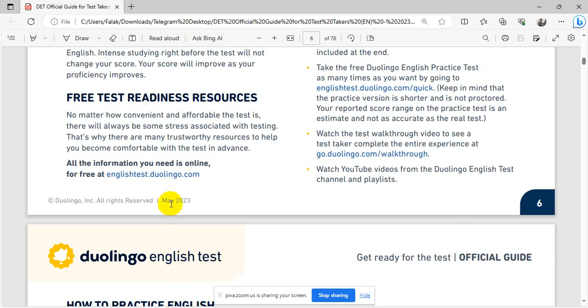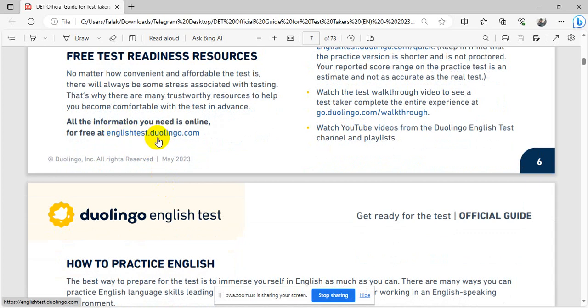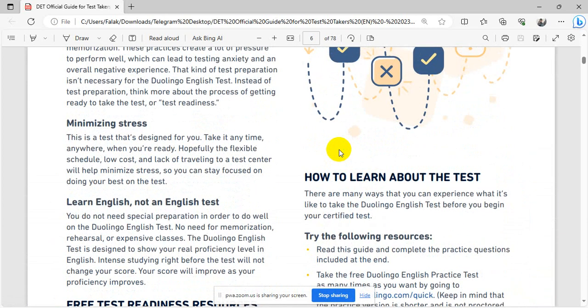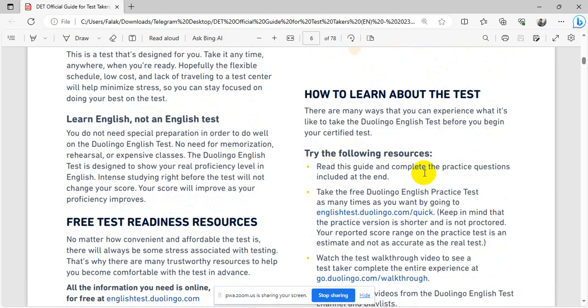We were talking about the free test readiness resources that exist on different websites, and you can use them for free. There is no need to pay for them. And also you can go to englishtest.duolingo.com on their website, and you can have a lot of practice there. So the next topic that we're going to explore is how to learn about the test. Let's talk a little bit about this topic. There are many ways that you can experience what it's like to take the Duolingo English test before you begin your certified test. Try the following resources.